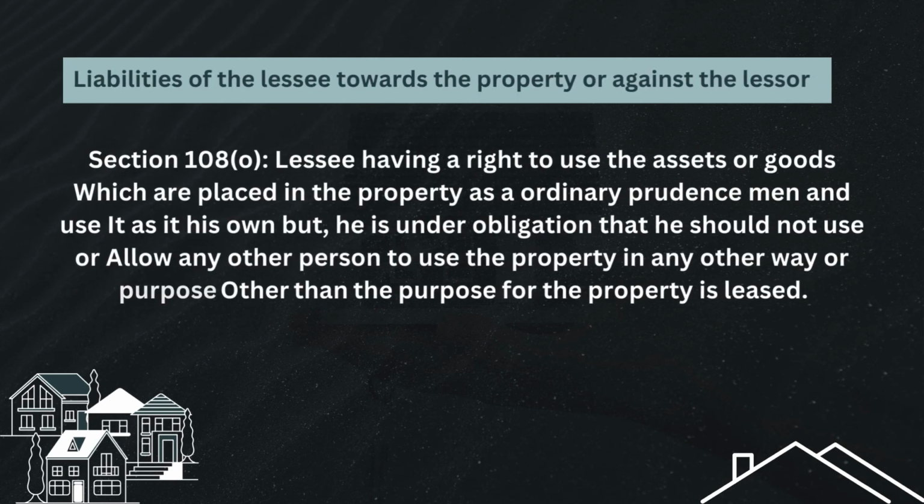Next, section 108 clause O: the lessee has a right to use the assets or goods which are placed in the property as an ordinary prudent man would use them as his own, but he is under obligation that he should not use or allow any other person to use the property in any way or purpose other than the purpose for which the property is leased.